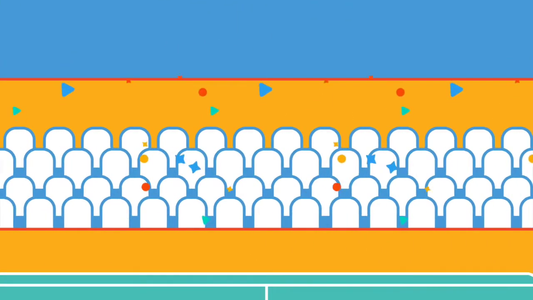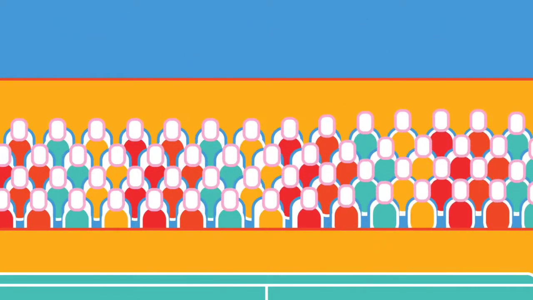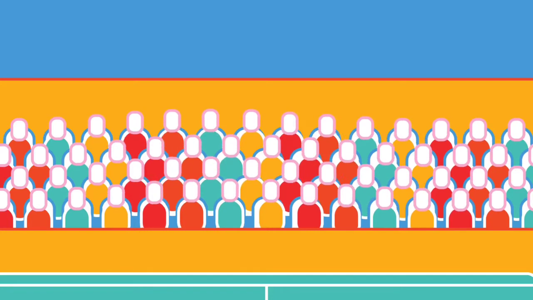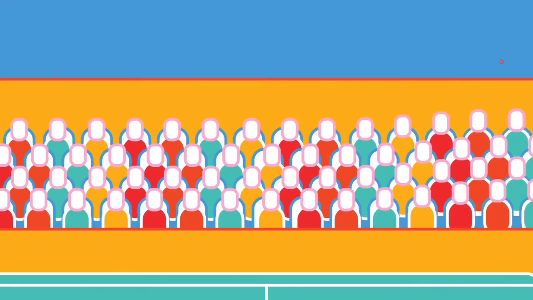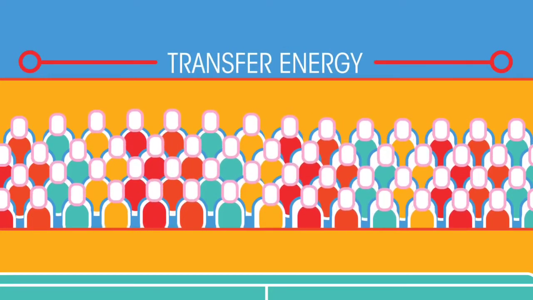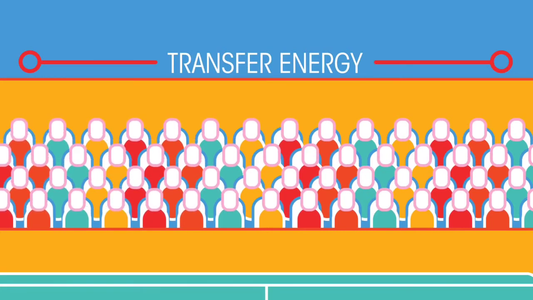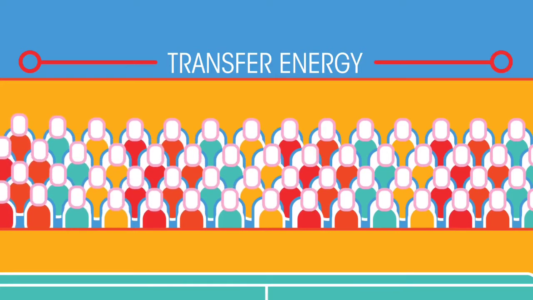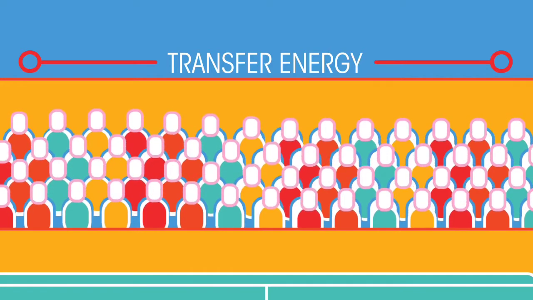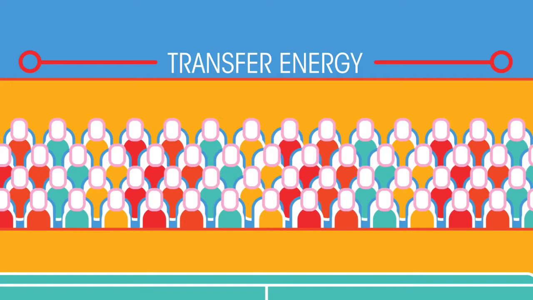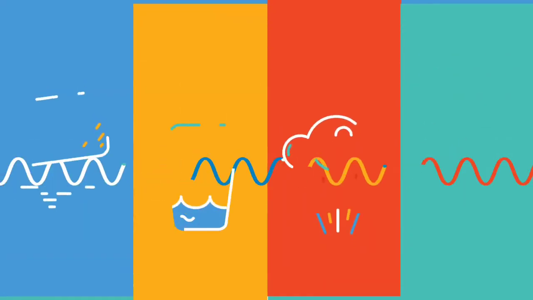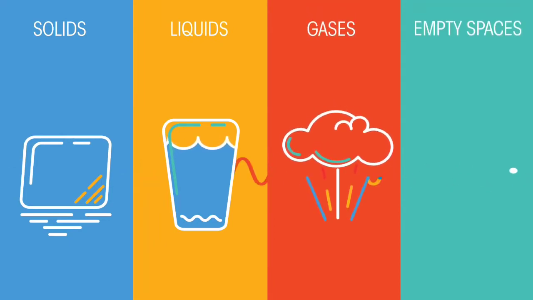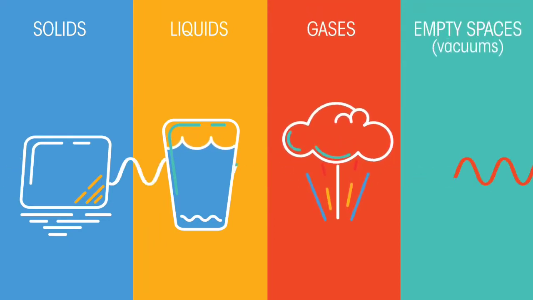Ever seen a Mexican wave at a sporting event? The effect is a pretty cool display that goes all around the stadium, but no one has had to move seats. All waves can transfer energy from one place to another without transferring any matter. This is done by a series of disturbances or vibrations that carry the energy, just like the people in their seats, only moving up and down when it's their turn. Waves can transfer energy through solids, liquids, gases and empty spaces, otherwise known as vacuums.